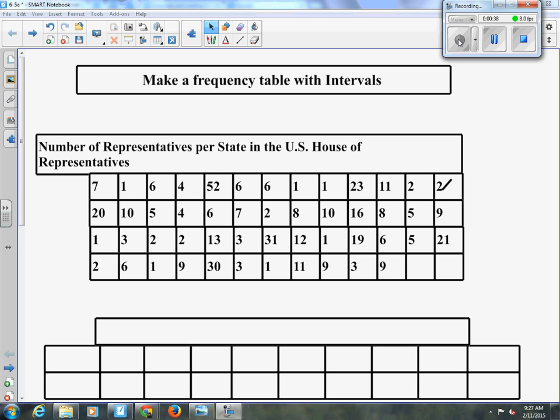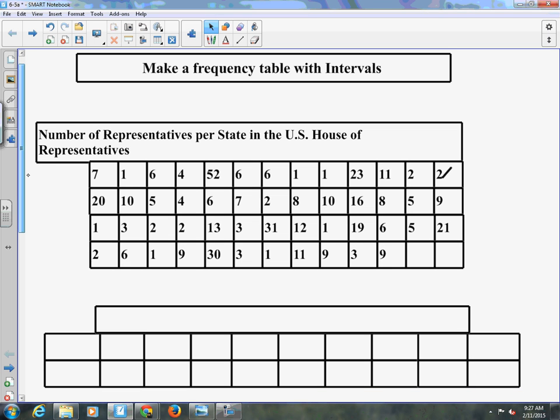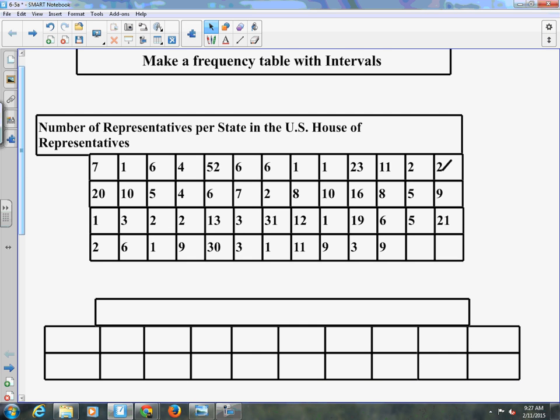The first thing that I'm going to show you how to do is how to make what's called a frequency table with intervals. Now, those are some big words. A frequency table means it shows how often a number shows up. Like the mode. Remember how we talked about mode? Mode is a number that shows up the most often. This demonstrates mode. An interval, I'll show you what an interval is.